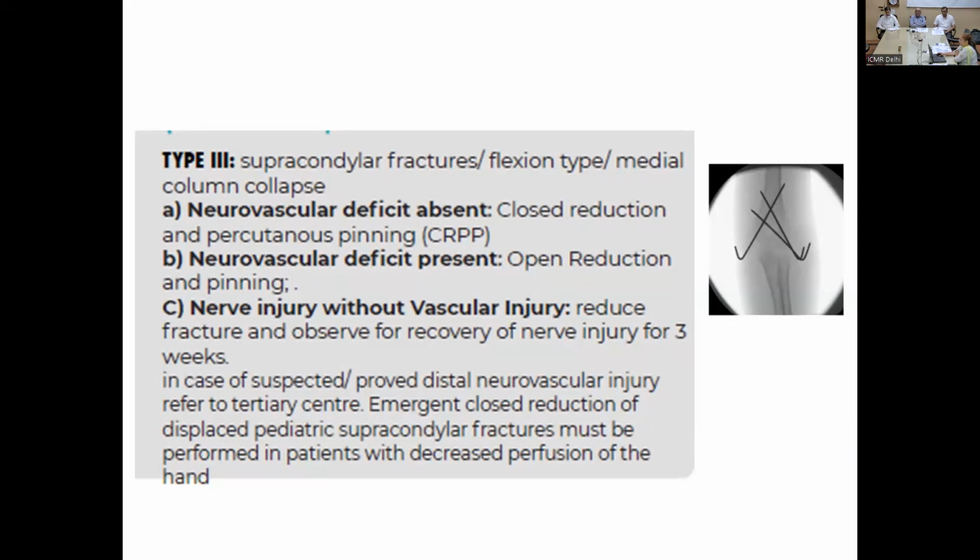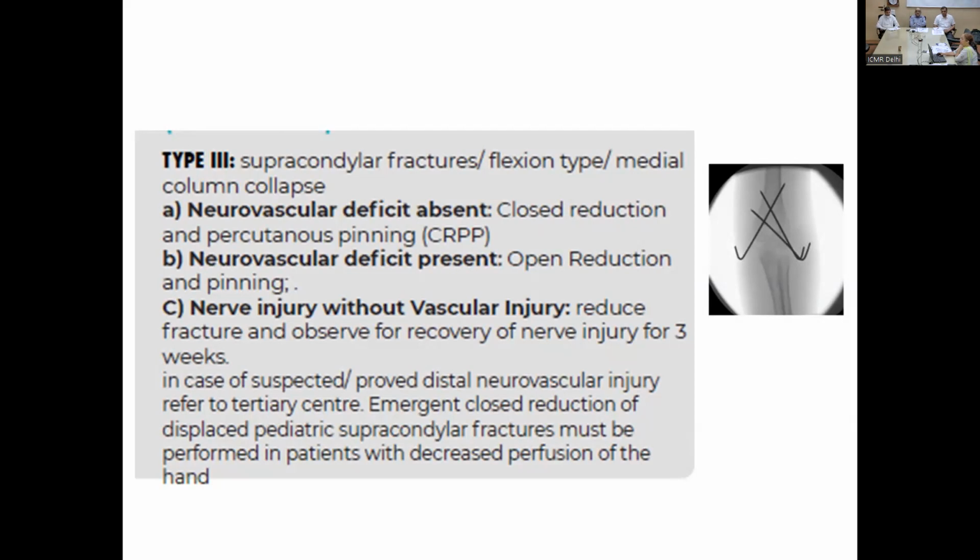If there is a nerve injury but vascular injury is not there, we can observe, because nerve injury in these cases may be only neuropraxia. So we can reduce the fracture if it is reducible and observe it for the recovery of nerve injury for the next 3 weeks, and most often the nerve injury may recover. But if the neurovascular injury is there, then definitely the patient needs to be referred to a tertiary center.